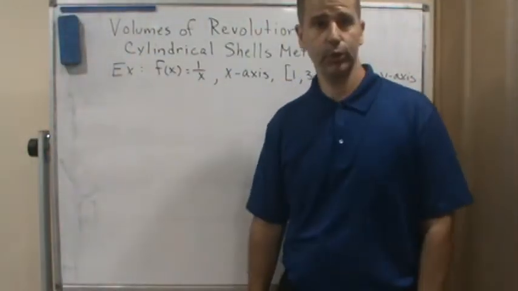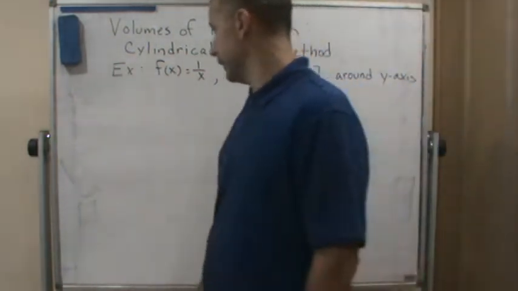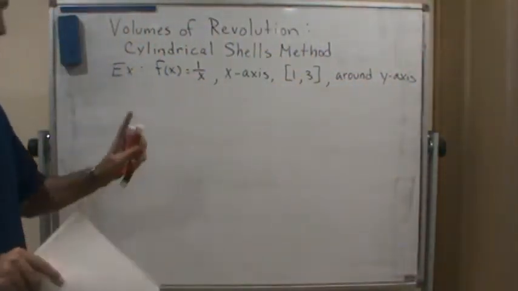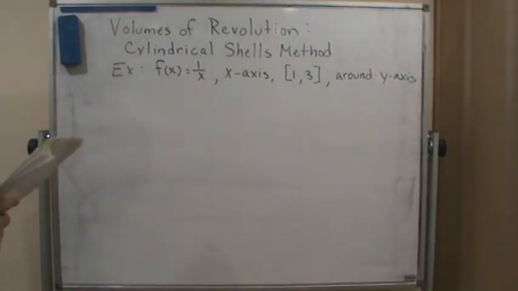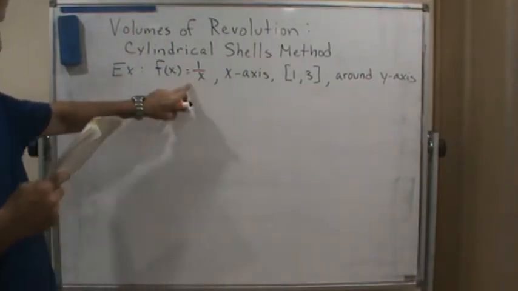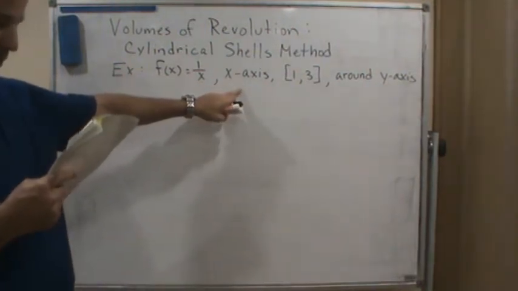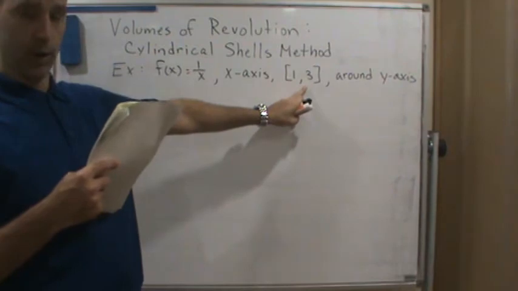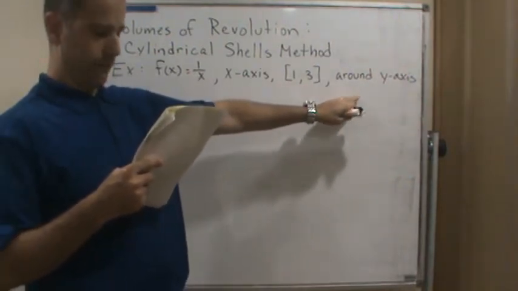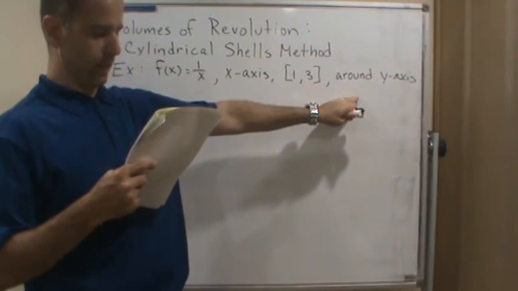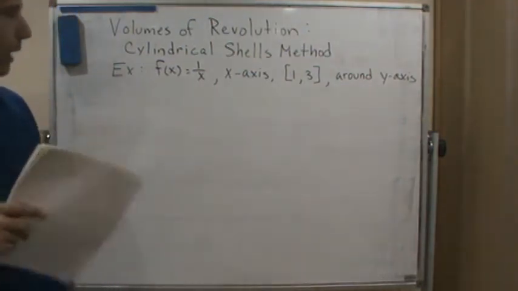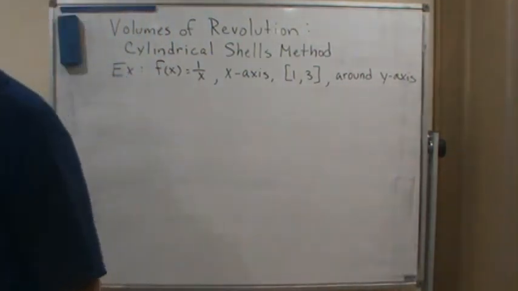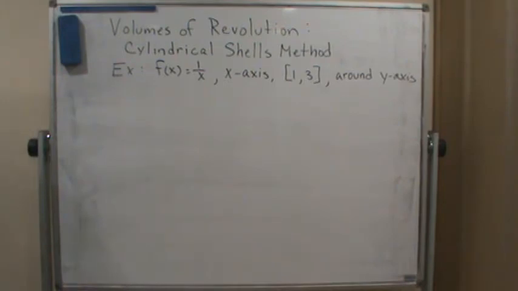Okay, so here's an example using the cylindrical shells method. Here's the setup. I'm going to read it to you. I just wrote down the information that was important. It says, define R as the region bounded above by the graph of f of x equals 1 over x, and below by the x-axis, on the interval from 1 to 3. We want to find the volume of the solid of revolution formed by revolving this region R around the y-axis. So in this case, we're going to use the cylindrical shells method.